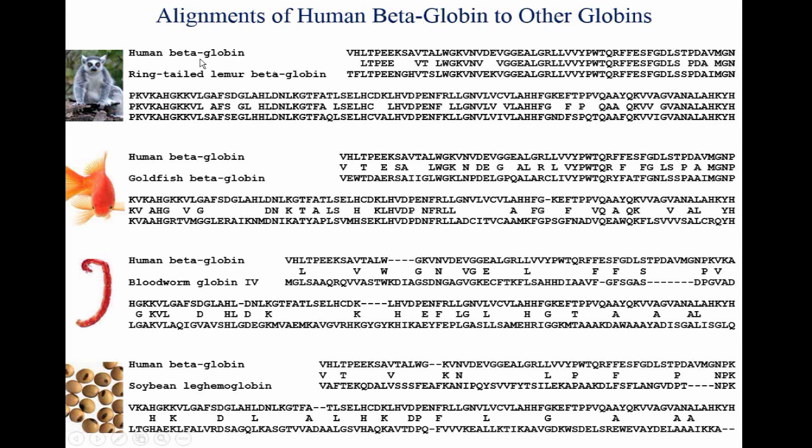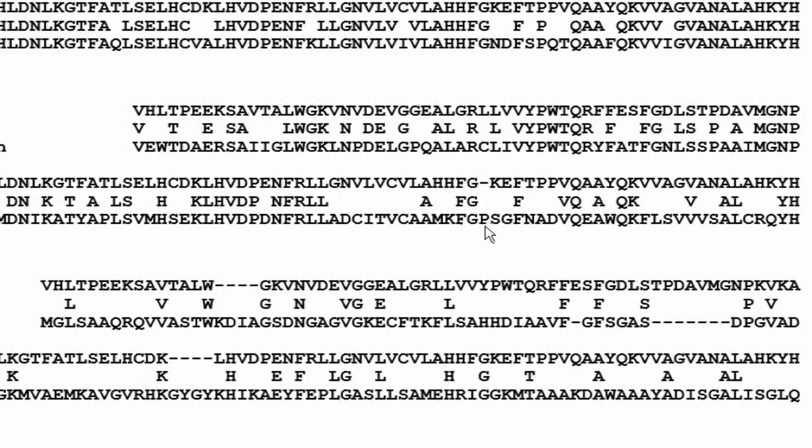Here, I've aligned the human beta globin sequence with the beta globin from a ring-tailed lemur, and here's a picture of a ring-tailed lemur. On the center line, we have echoed the identical amino acids, and so wherever you see a letter on the central line, it means the 2 sequences have the same amino acid. Here I've done the same thing for an alignment to the beta globin from goldfish, and if you look carefully, you'll see that in fact the goldfish has 1 extra amino acid, and I've had to put in a gap character here in order to get these sequences to line up as well as possible.